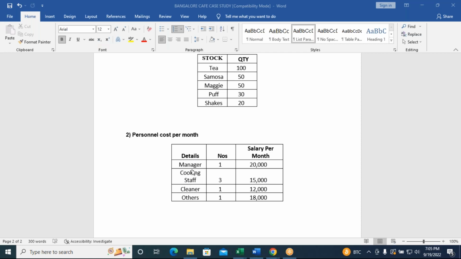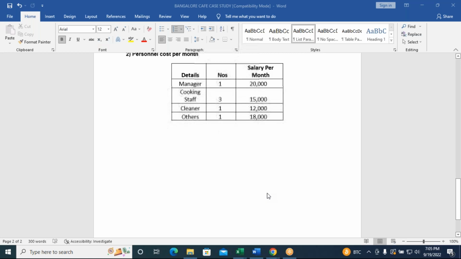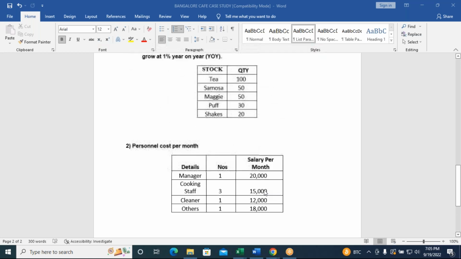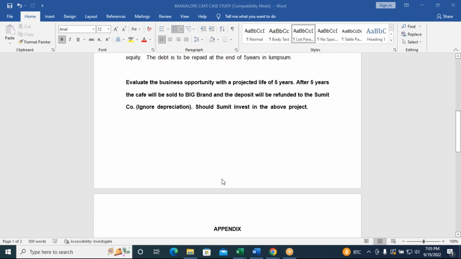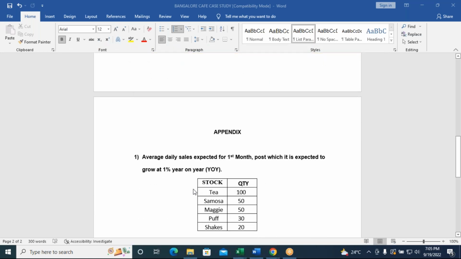Okay, this is the quantity he is going to start up with, and this is the expenditure. So these are the employees he requires and the salary for them. So this is the case study. Just go through it once again, then we will start and solve the problem.